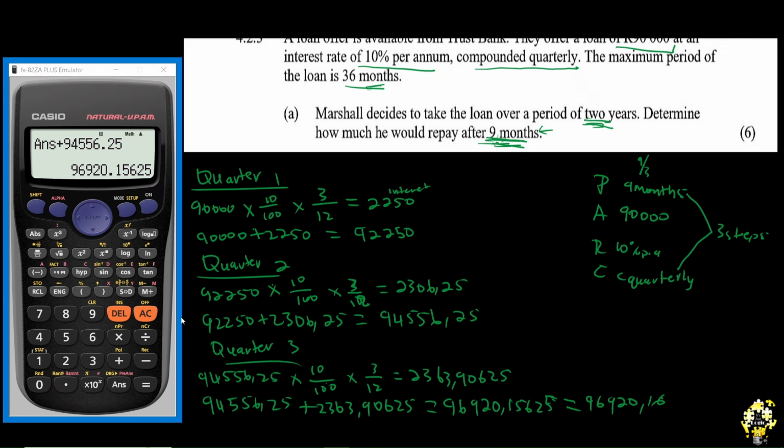So it becomes 96,920.16. Marshall decided to take a loan over a period of 2 years. Determine how much you would repay after 9 months, not the interest. So this is the total.